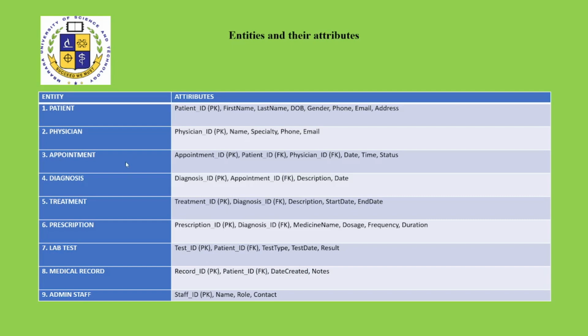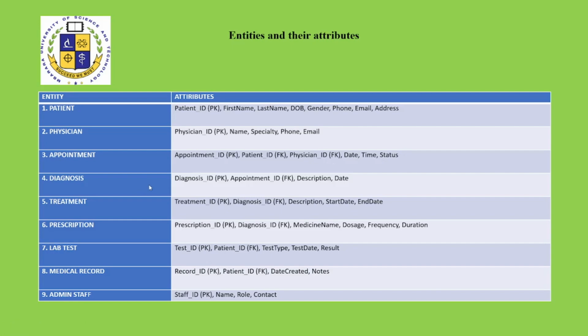You can also have the appointment, whereby the appointment ID is the primary key. We have patient ID as a foreign key to refer to the patient, and physician ID as a foreign key to refer to the physician. Then date, time, and the status, where you are placing your appointment.